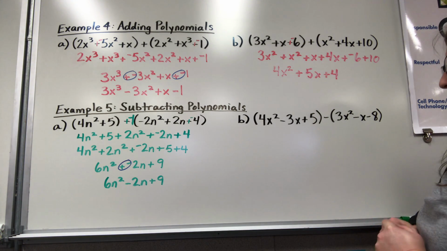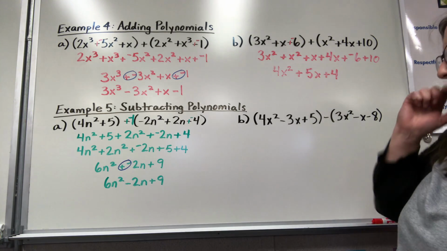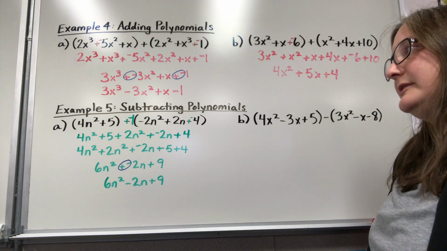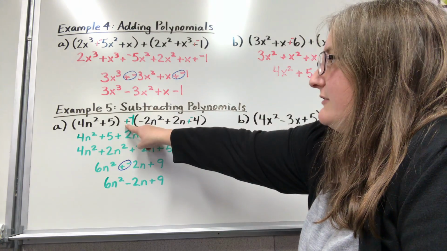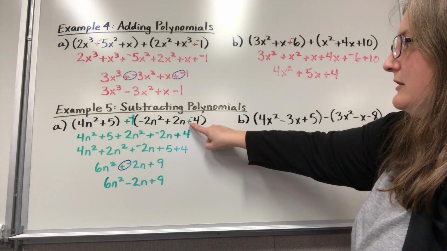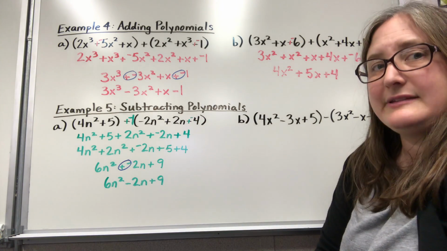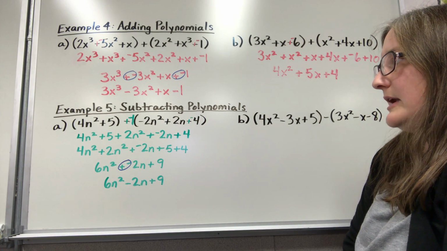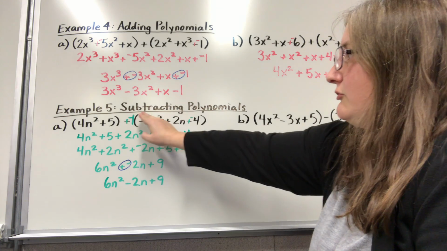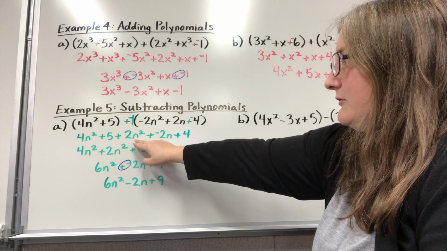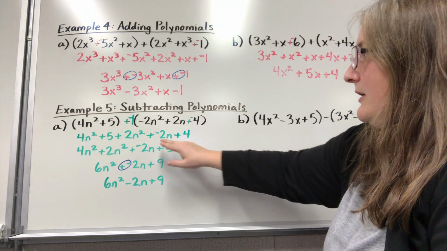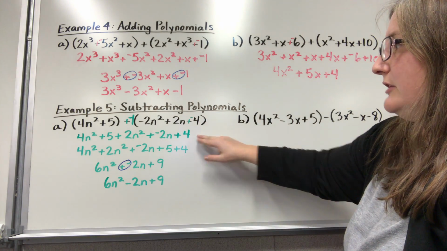So let's take a look at a subtraction problem. In our subtraction problem here, I'm going to also change anything that is subtraction into addition. So I had here a minus. This became plus negative, and I put in my ghost 1. And here I had minus 4, it became plus negative 4. So in this case, I want to distribute my negative 1. So I'm starting with 4n squared plus 5, plus, when I distribute my negative 1, this becomes plus 2n squared. When I distribute my negative 1, this becomes plus negative 2n. And when I distribute my negative 1, this becomes plus 4.